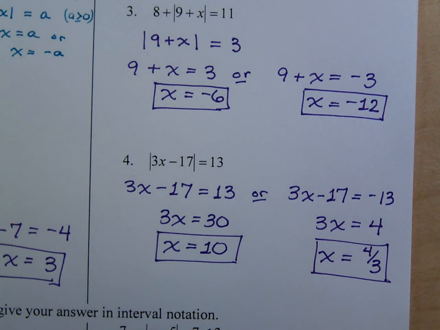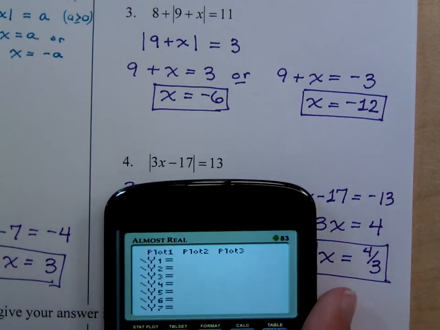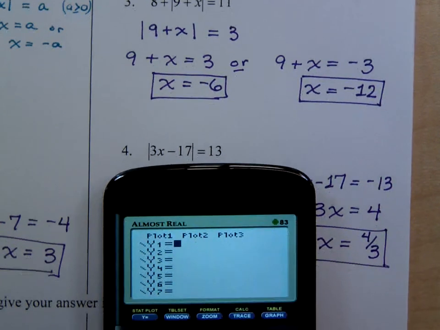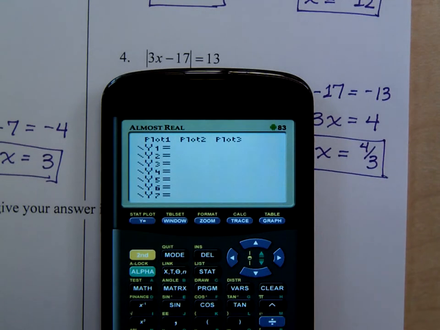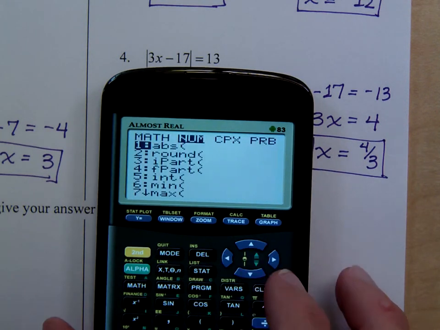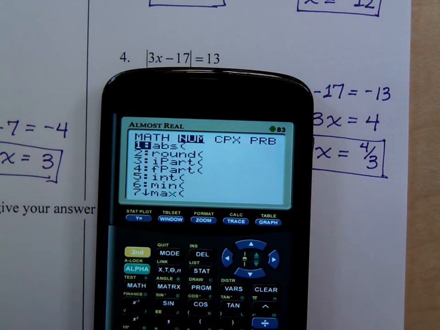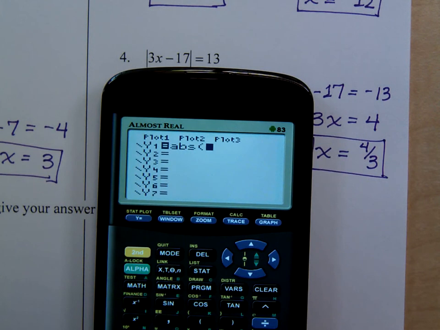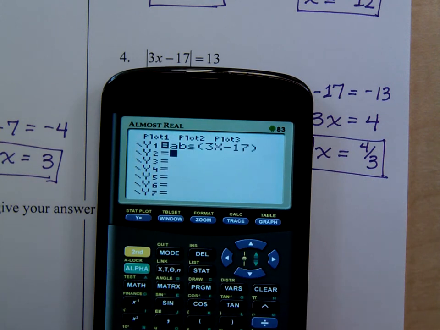Again, you can check this stuff with your graphing calculator. So to do the absolute value of 3x minus 17, you press math, press to the right, and there's the absolute value. So when you hit enter, it brings it up on the screen where you just were. So the absolute value of 3x minus 17. And on the other equation, I want to graph 13. I want to see where these guys intersect.